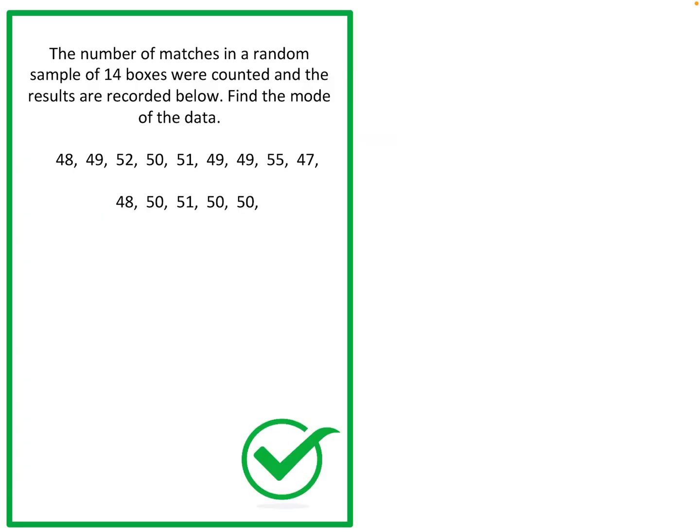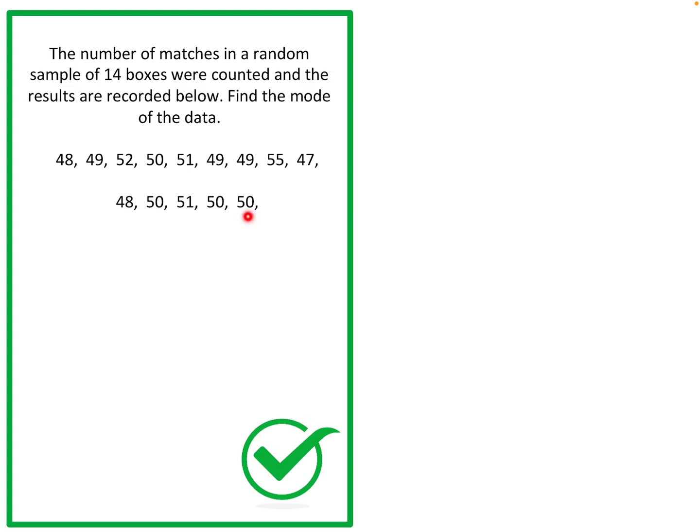So here's my example. If we have a little look here, I've got the number of matches in a random sample of 14 boxes were counted and results recorded below. Find the mode of the data. So I've got a bit of a variety here. I've got 48, 49, 52, 50, so on. What I'm going to do is very quickly create a little tally chart so that I can look at this.